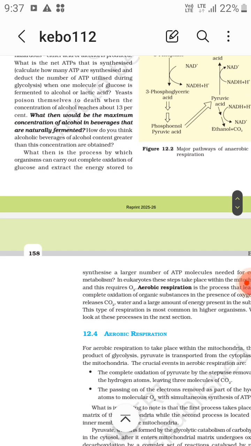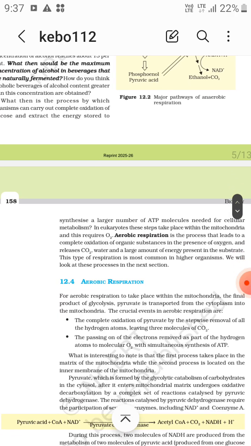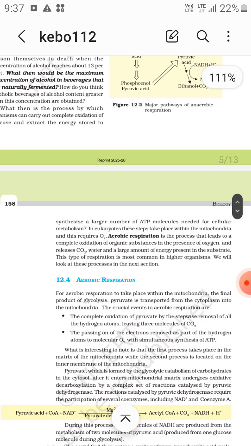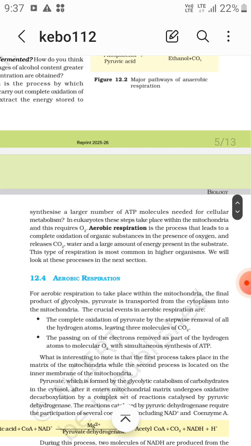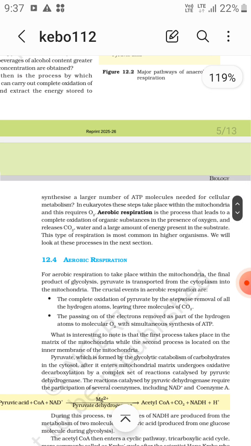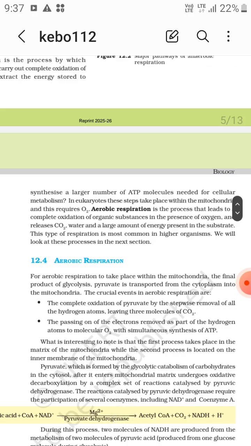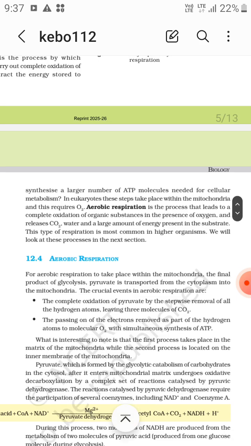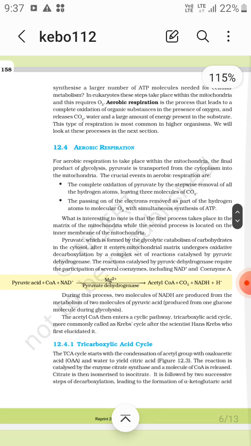What then is the process by which organisms can carry out complete oxidation of glucose and extract the energy stored to synthesize a large number of ATP molecules needed for cellular metabolism? In eukaryotes, these steps take place within the mitochondria, and this requires oxygen. Aerobic respiration is the process that leads to a complete oxidation of organic substances in the presence of oxygen and release of CO2, water, and a large amount of energy present in the substrate. This type of respiration is most common in higher organisms. Now we are talking about aerobic respiration.